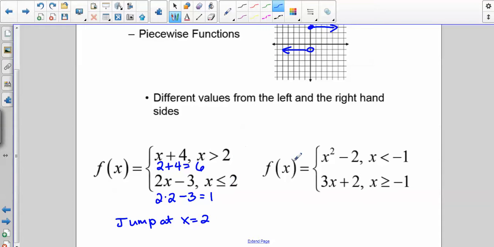In my next example, I'm going to substitute negative 1 into the x squared minus 2. When you square negative 1, you get positive 1, so I have 1 minus 2 equals negative 1. And I substitute negative 1 into the second equation. I have 3 times negative 1 plus 2. I also get negative 1. So even though these are two separate pieces, they join at x equals negative 1. So this function is continuous.